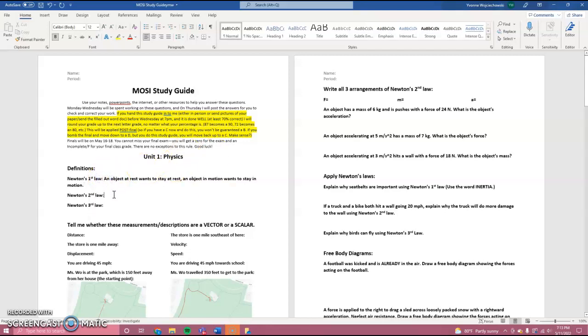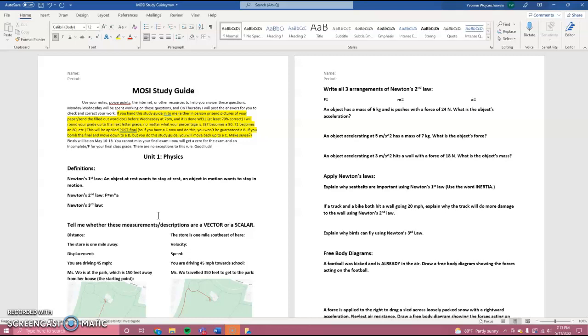Alright, the second law, pretty much simple. It's just F equals m times a. So force equals mass times acceleration. Later on in the packet, it will have you rearrange that equation into the other two versions of that equation so that you could solve for any of the three variables.